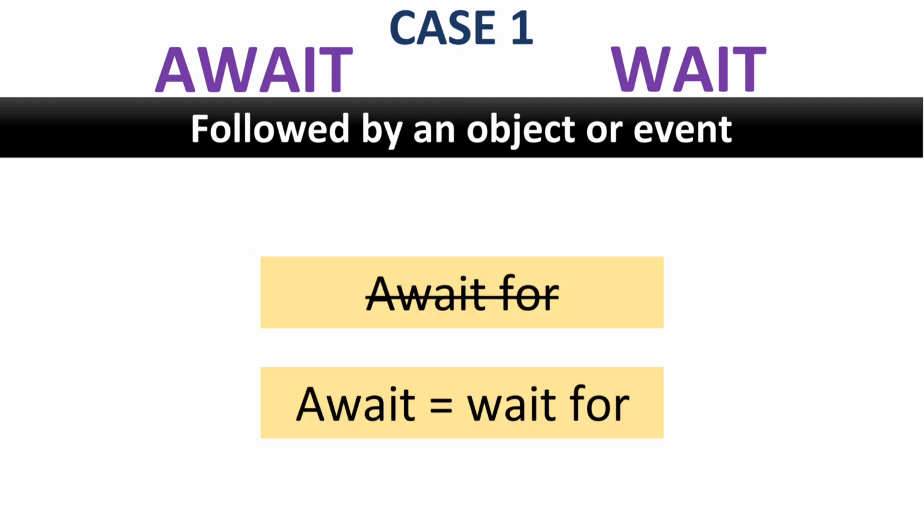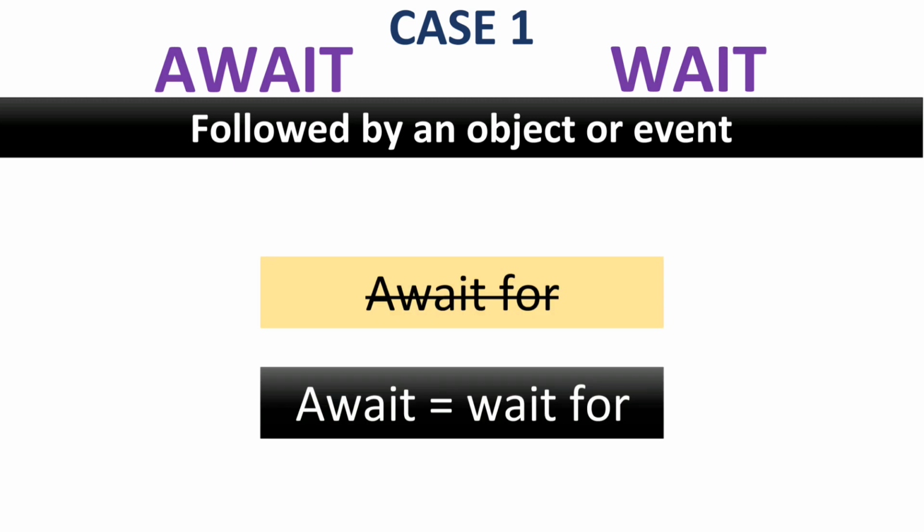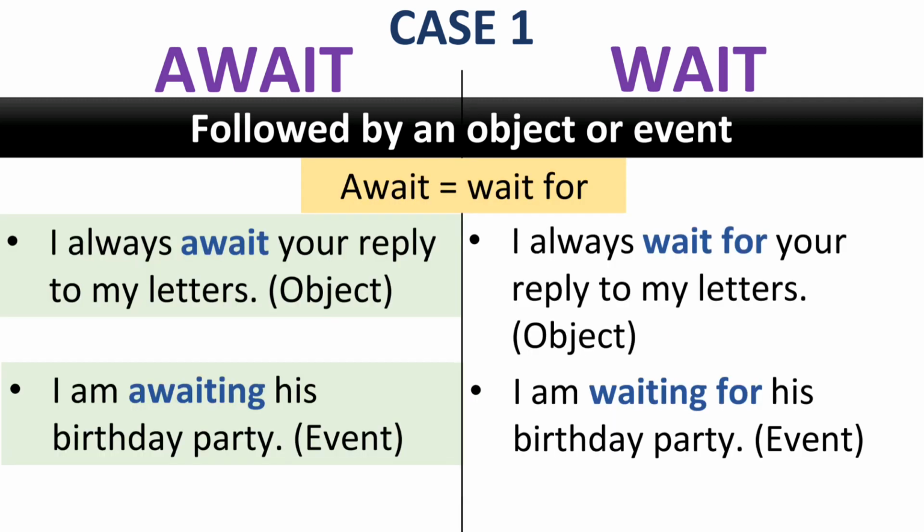Before going towards the next examples, please note these points. Await cannot be used with for, and we can only use await instead of wait for if the sentence is followed by an object or an event. So here we can also say, I always await your reply to my letters and I am awaiting his birthday party.